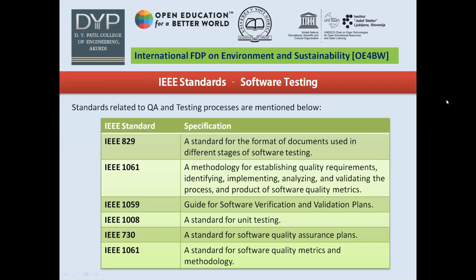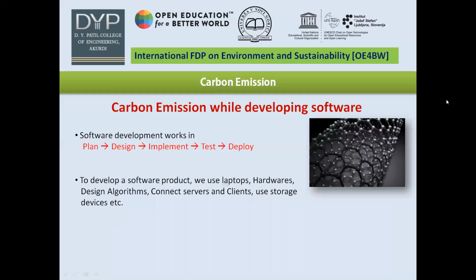Then IEEE 1008 is the specification for the standard of unit testing. IEEE 730 is the standard for the software quality assurance plan. IEEE 1061 is the standard for software quality metrics and methodology.